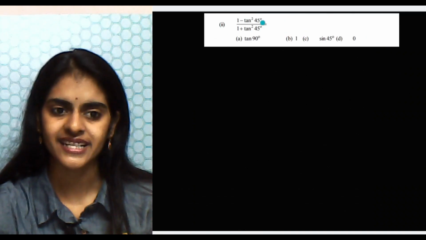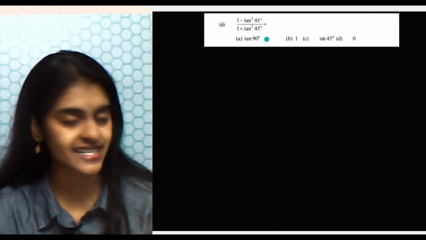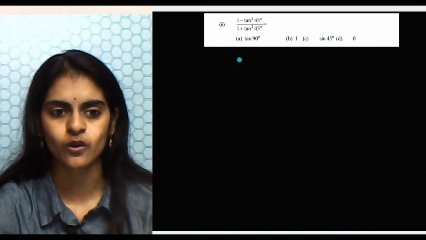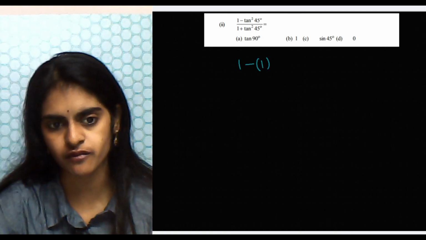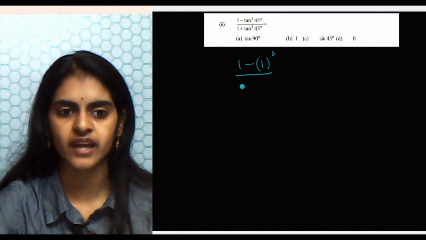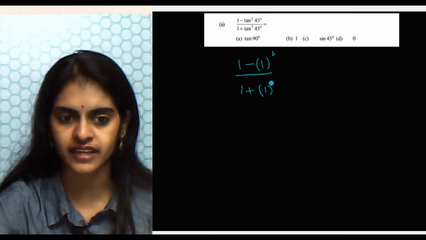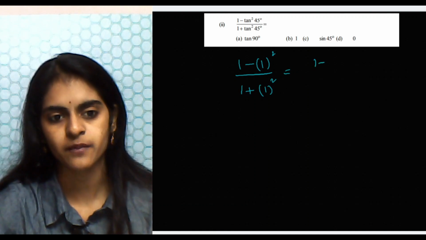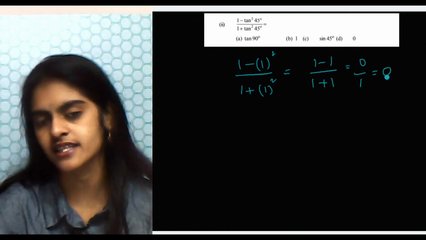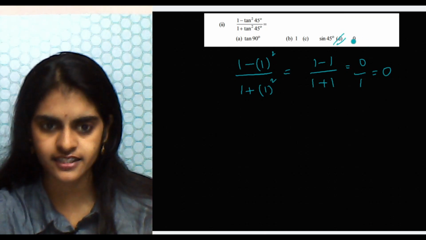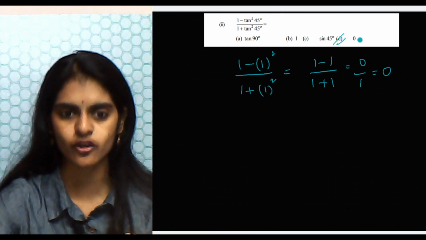So here you have 1 minus tan square 45 divided by 1 plus tan square 45. Tan 45 is 1, so tan square 45 is 1 square. Divided by 1 plus tan square 45, which is again 1 square. So 1 minus 1 divided by 1 plus 1. So this is 0 divided by 2, which is 0. So this is a direct answer. You have D as 0. So option D. Next one.